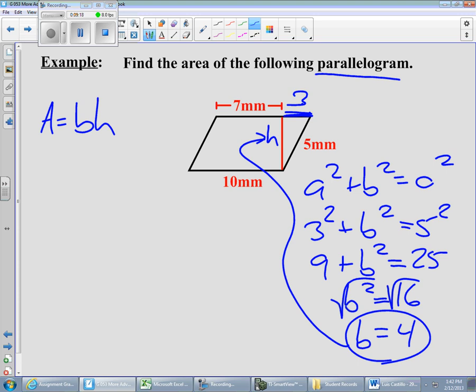So 4 is the answer, right? No. Not the answer. I'd watch out for it. It may be an answer choice, but it is not the answer because we have not answered the question yet. So what are going to be our base and our height in this case? 10 and 4, obviously 40 square millimeters.